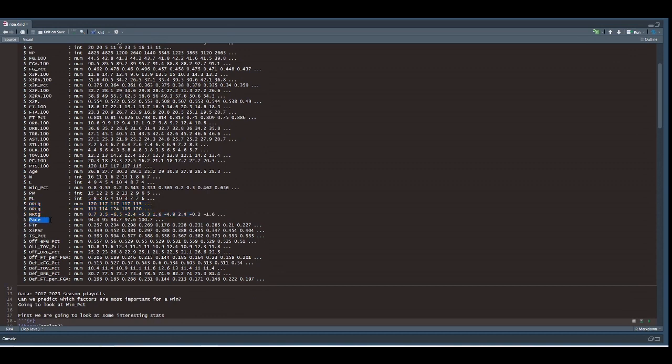Pace, which is possessions per 48 minutes. Free throws, free throw rate. So this is free throws attempted per field goal. 3-point attempt rate, which is the percent of field goals that are threes. Total shooting percentage, offensive effective field goal percentage, offensive turnover percentage, offensive rebound percentage, offensive free throws made per field goal attempt. So this is free throws made and this is free throws attempted. And then same thing with defense, except this is defensive rebounds.